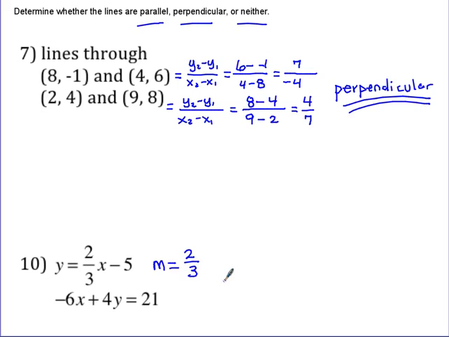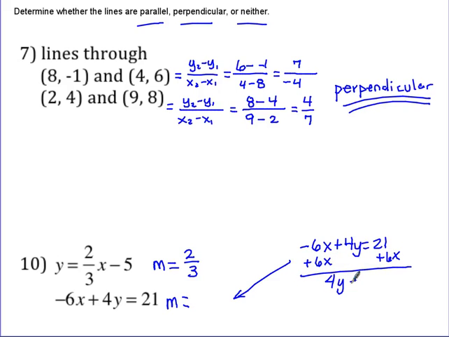In the second one, I'm going to have to do some work to solve for y. So we've got negative 6x plus 4y equals 21. First thing we do is move that 6x over, so I have to add it. Then we've got 4y equals 6x plus 21. Now we need to divide everything by 4. Go ahead and reduce 6/4 if you can, which would be 3 over 2. So our slope in this line is 3/2.